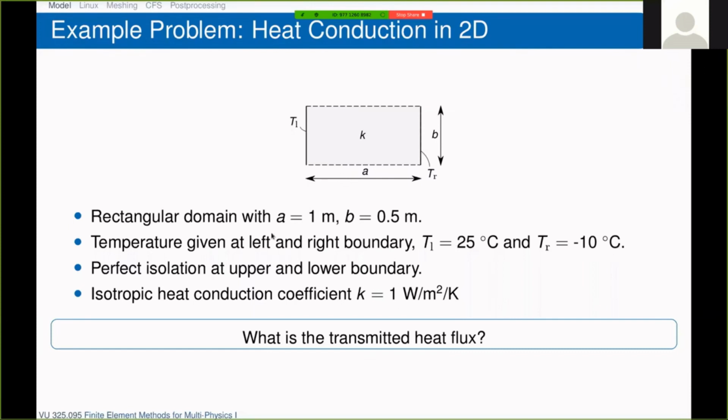Then we also assume we have perfect isolation of the upper and lower boundary of the domain. And we have an isotropic heat conduction coefficient K equal to 1 watt per square meter per Kelvin. And the question the simulation should answer in this simple case is, what is the transmitted heat flux through this wall? Okay, so much for the simulation problem.